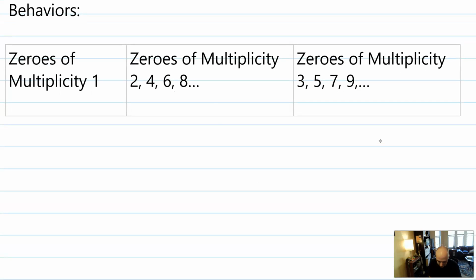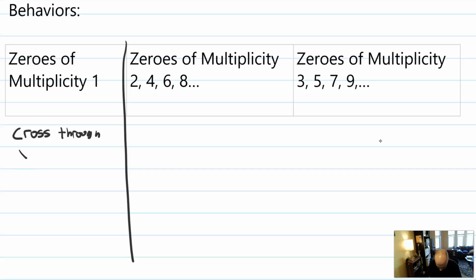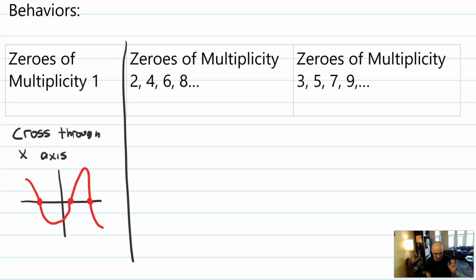A zero of multiplicity 1, we'll make this into a little chart, will cross through the x-axis, and it will look like this. These are all examples of zeros of multiplicity 1.